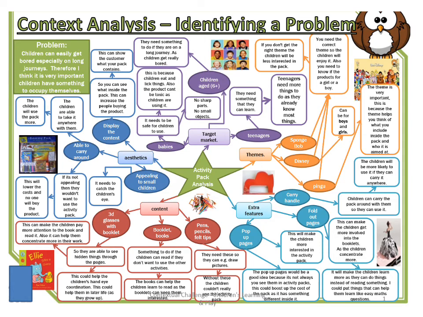This is one example of the mind map. As you can see, this is not to do with the charity money box project; the project was activity pack analysis. What this person has done is put activity pack analysis in the middle, and then around the outside they've got some subheadings: target market, themes, extra features, content, aesthetics, etc. What they've also included, in the top left-hand corner, is what the problem is. So what I want you to do is write on that slide what the problem is, what you're going to do. You're going to design and make a charity money box to promote and hold the money for a charity of your choice. I want you to write that problem down on this initial sheet.